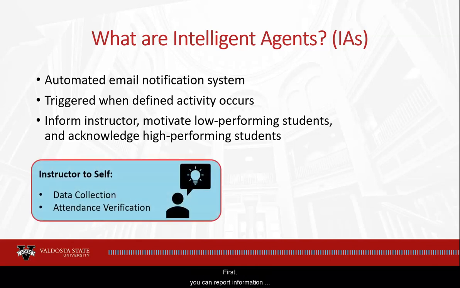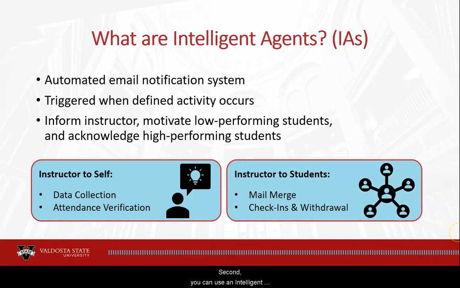First, you can report information directly to yourself for data collection. This method is a simple way to complete attendance verification at the start of each term. Second, you can use an intelligent agent the same way you would use a mail merge to send personalized messages to students. This method enables you to follow online learning best practices regarding student engagement, such as checking in with students within 24 hours of a missing assignment. You can also send messages to students failing your course the week of the withdrawal deadline to communicate their options.